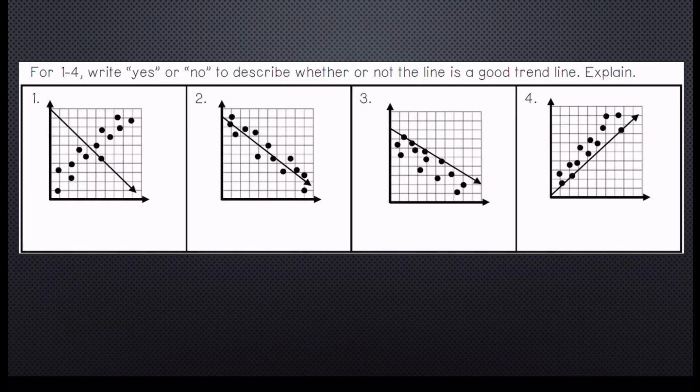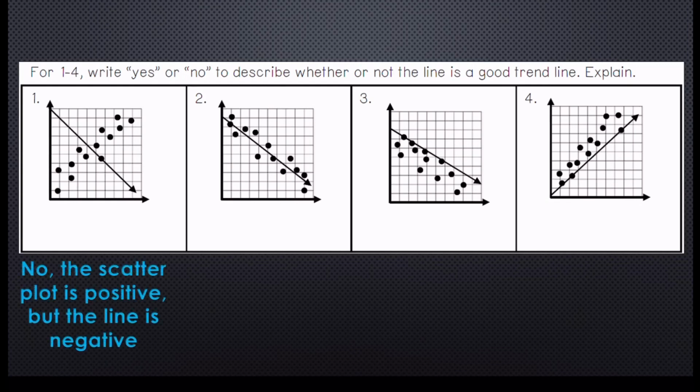So take a look here. Let's look at number 1. They drew a line. The points are going in a linear direction, but is the trend line a line of best fit for that data? Explain. Well, obviously this one would be a no. The scatter plot has a positive trend, whereas the line has a negative trend. So it is not a line of best fit.